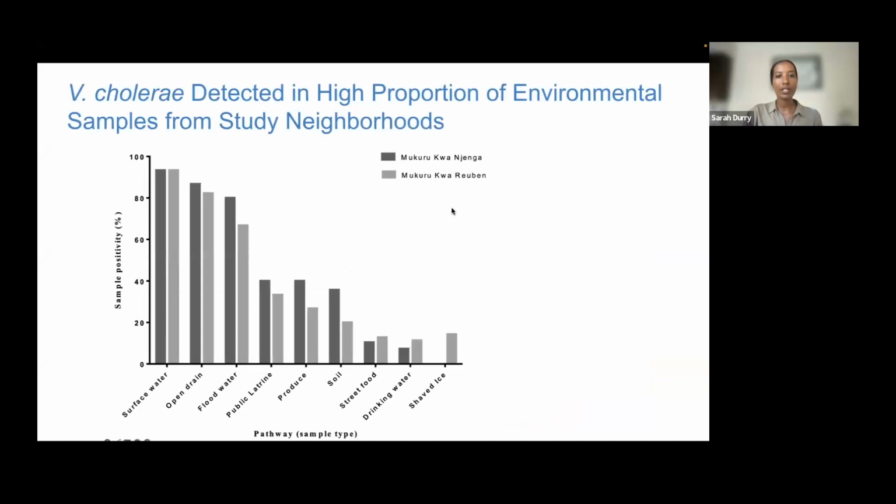And again, noting that these are preliminary results, this is just the environmental data. So the difference between this and the tree plots above is that the tree plots include the behavioral data. But here you can see sample percent positivity for Vibrio cholerae from the study sites, from the samples that we collected. So some of these might be more obvious that we would assume cholera could be, but where things got really interesting was to see it in things like produce and street food and drinking water and shaved ice as well.